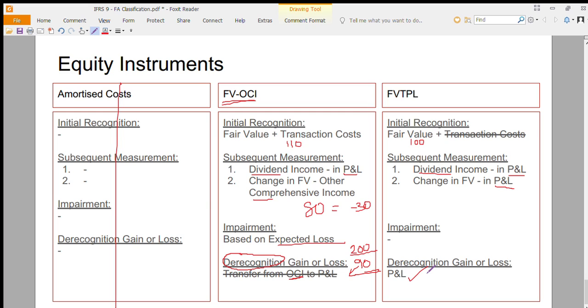So that is a very high level overview of classification of financial assets under IFRS 9. I know it could have been confusing in some areas, but if you go through them again, it should be quite easy for you. This is relatively a much simpler model than IAS 39.